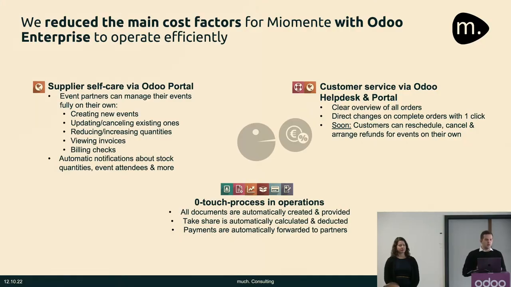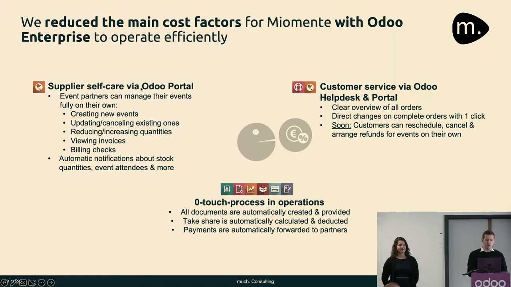Portal. They can download Excel lists of all this stuff, and they can see how much money we're going to pay out to them. So really, nearly every question that any of the suppliers would have in our case is handled directly in Odoo Portal. And it's also a lot better because usually they would call someone, they would write an email, then somebody has to look it up, send it over.